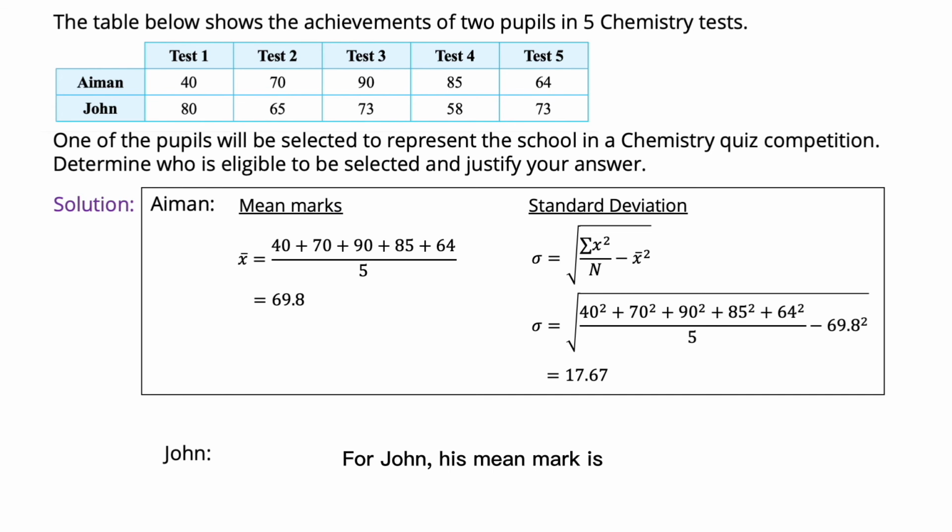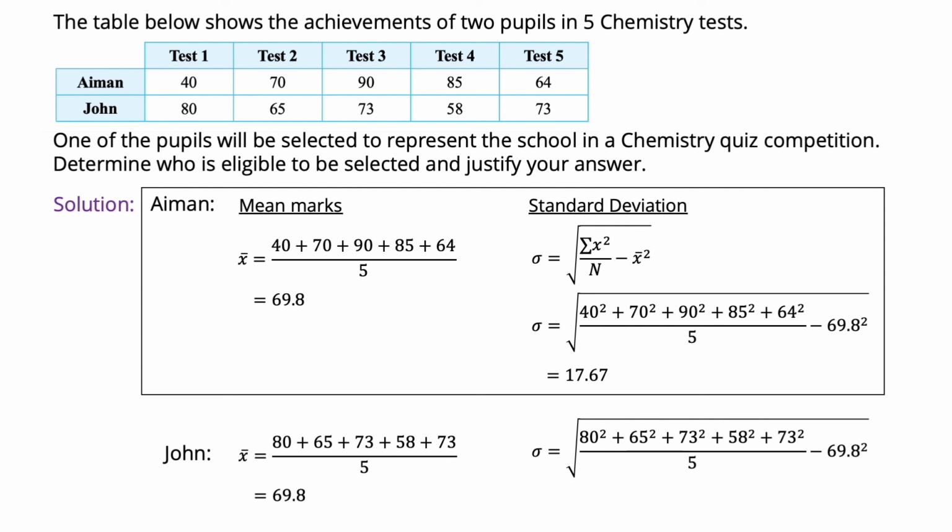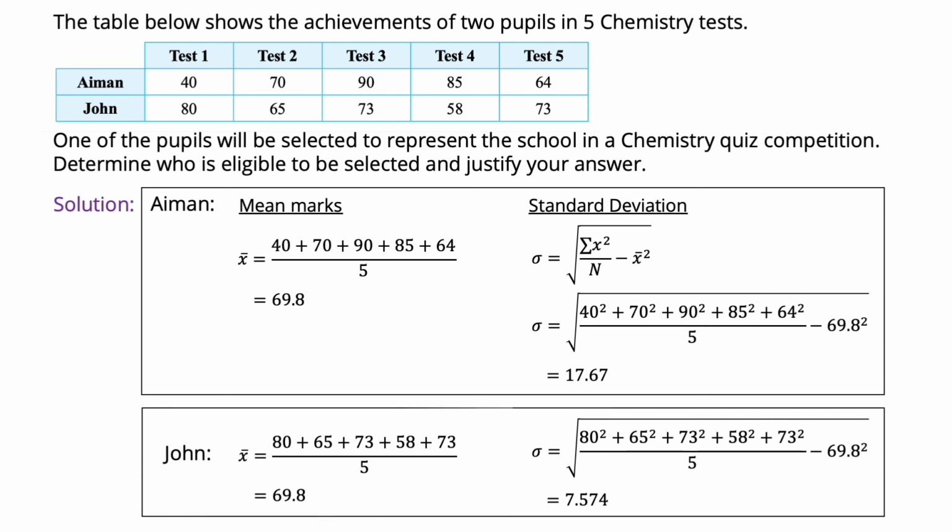For John, his mean mark is 80 plus 65 plus 73 plus 58 plus 73, then divided by 5. The mean mark for John is 69.8, same as the mean mark of Elaine. Now, we are going to calculate the standard deviation for John. Calculate the average of the squares of each data, minus the mean squared, then take the square root. Substitute all the numbers into the formula, then calculate by using the calculator. We get 7.574. The standard deviation for John is 7.574.